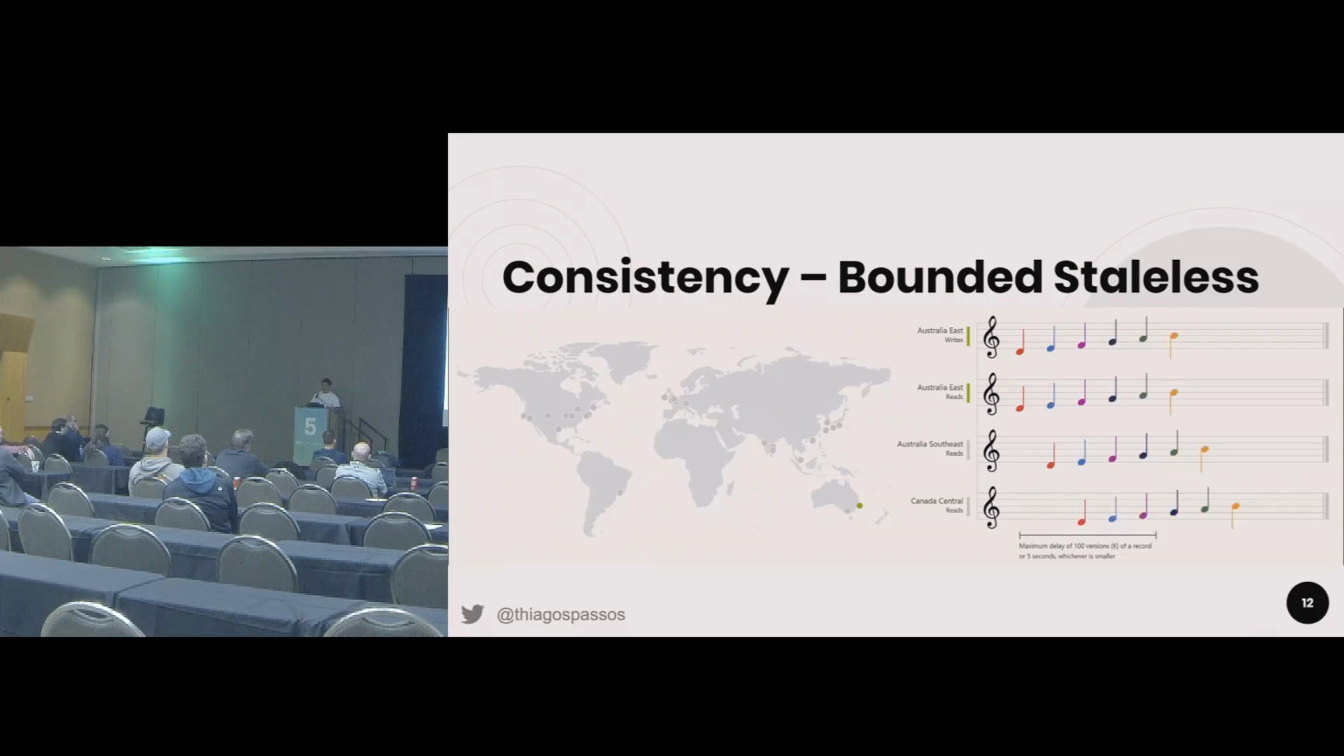But all the other regions, you're going to have a slight delay, which is going to be 5 seconds or 100 versions, whichever is smaller, right? So for most of the scenarios, that's going to be good enough, right? So if you're here in the US and the data is delayed by 5 seconds in Australia, I guess that's all right in most of the cases, right?